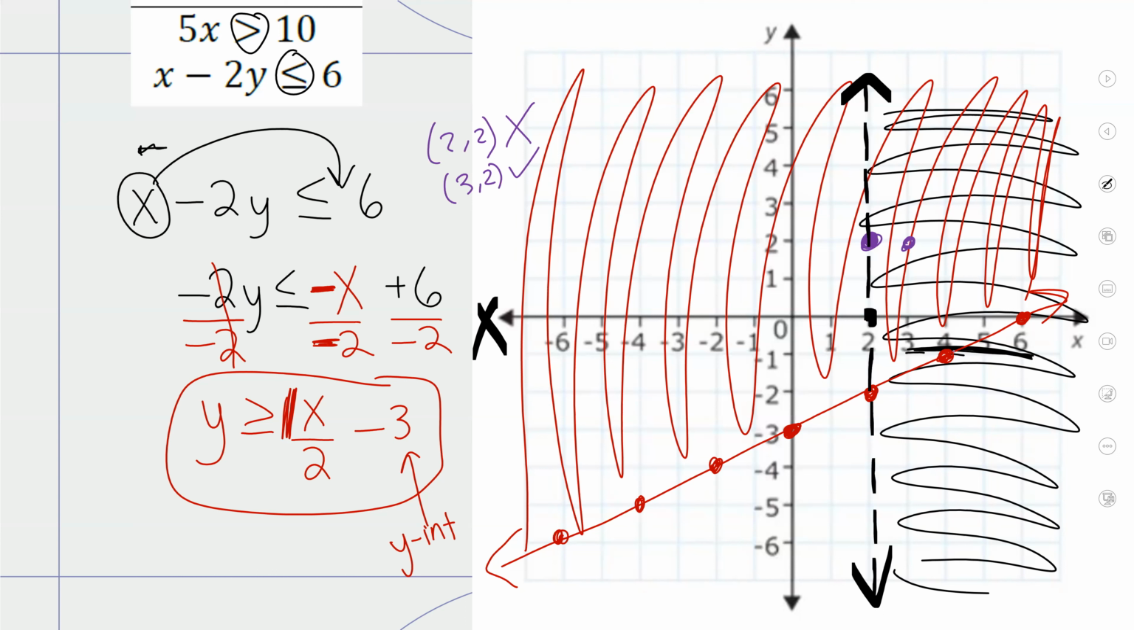What about this point right here, 4, negative 1? Is 4, negative 1 a solution? The answer is yes, because it's in the double shaded part and it's on a solid line. It's on a solid line, so that's okay. That's a solution. What about 2, negative 2? Is 2, negative 2 a solution? The answer is no, because even though it's on the solid line, it's also on a dashed line. It cannot be on a dashed line.